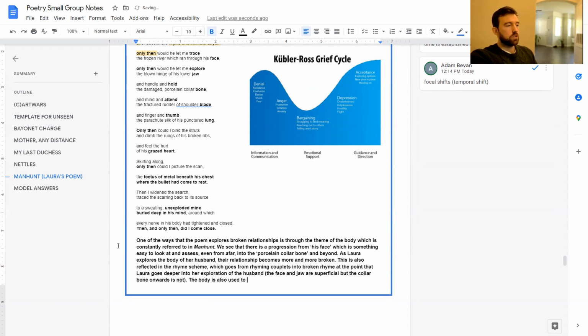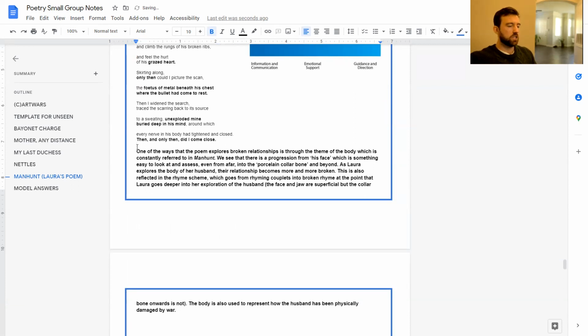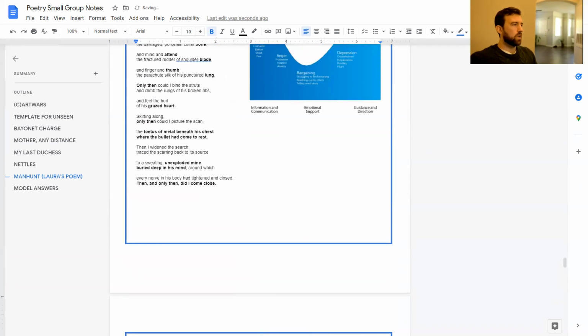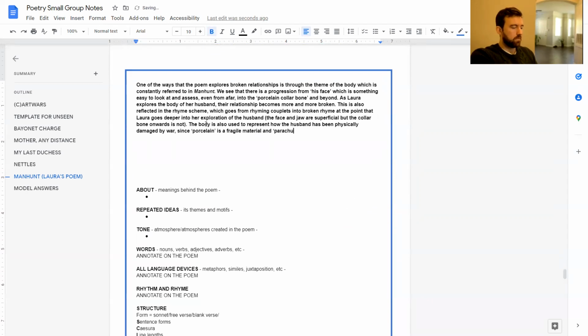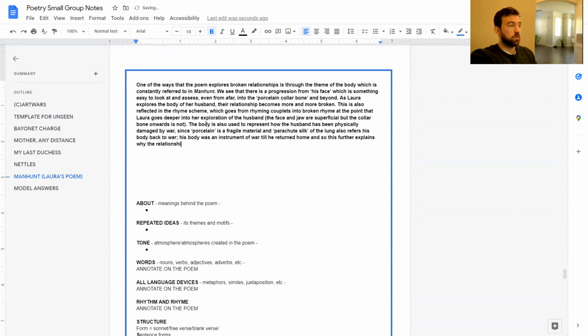The body is also used to represent how the husband has been physically damaged by war. I'll actually put this on the next page just so you can read it a bit more easily. Damaged by war, since porcelain is a fragile material. And let's do one other one. The parachute silk of the lung also refers his body back to war. His body was an instrument of war till he returned home. And so this further explains why the relationship is broken.